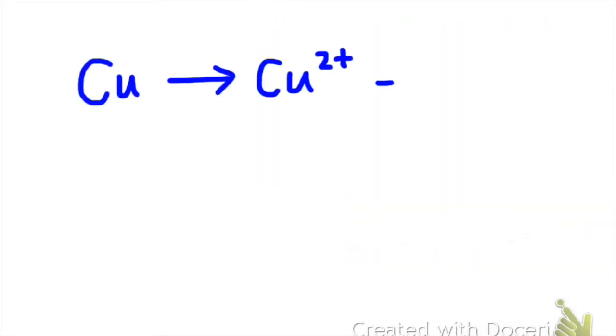Let's look at a fairly common half reaction, copper going to Cu2+ plus 2 electrons. And we can see there that copper is losing 2 electrons to become Cu2+, so it's fairly easy for us to predict that that's an oxidation half reaction. But what do oxidation numbers tell us?